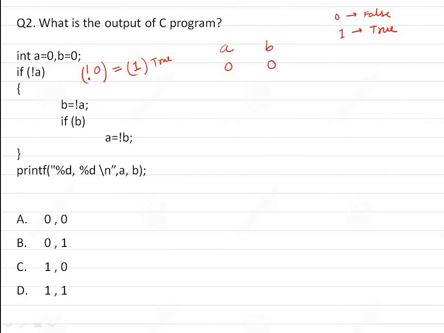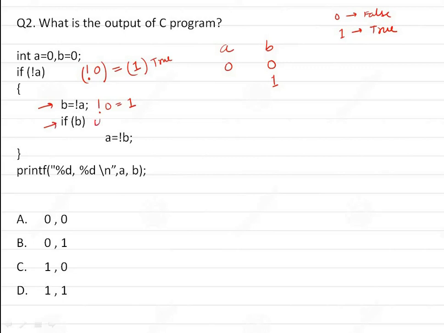So since this condition is true, we will enter the if block, and first the statement is b is equal to not of a. So not of 0 means 1, so b is assigned the value 1. Okay, then we check the next statement.